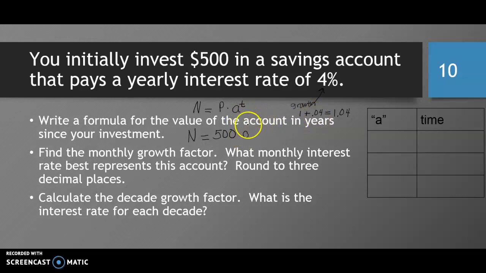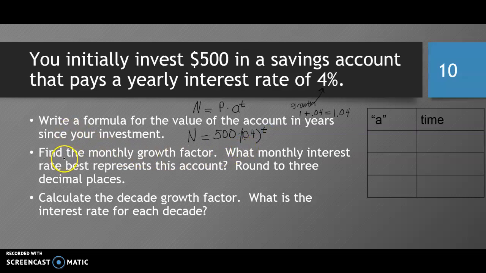So here where I was about to write A, we'll replace that with 1.04, the actual growth factor for this problem. And then we have t, the time, as our other variable.